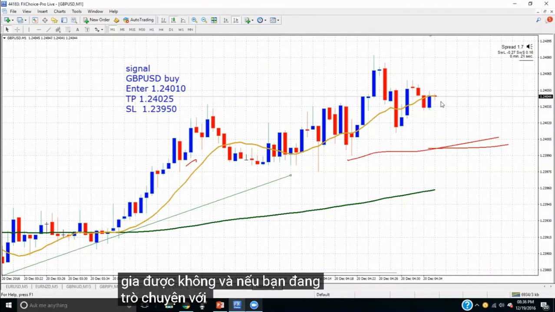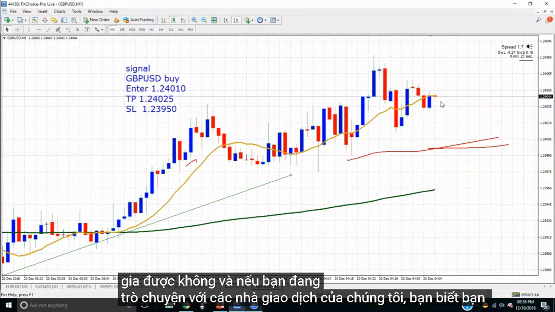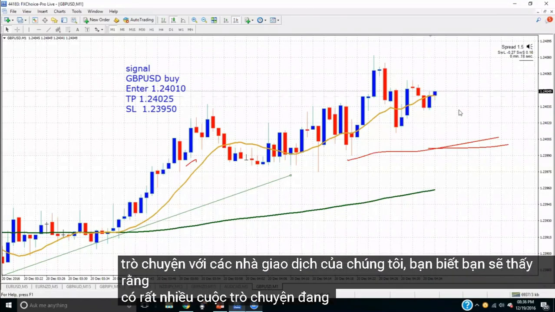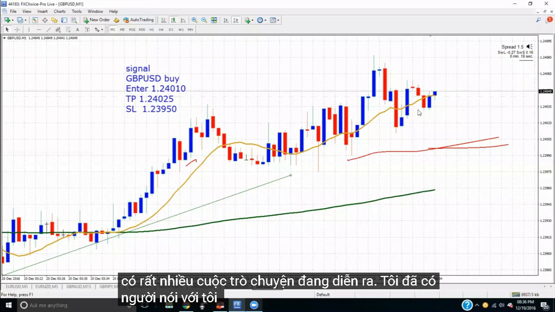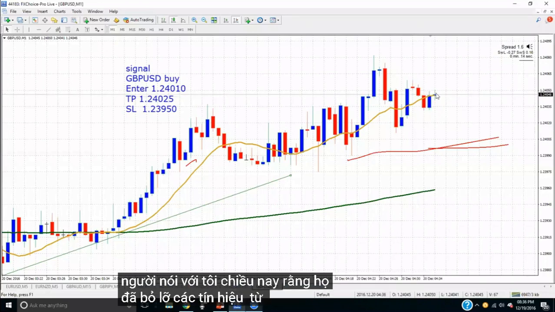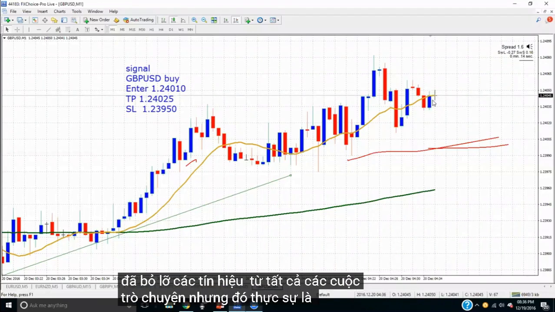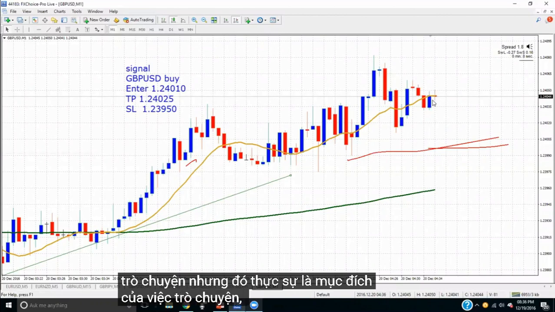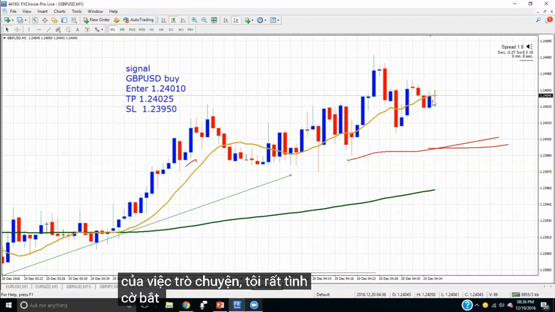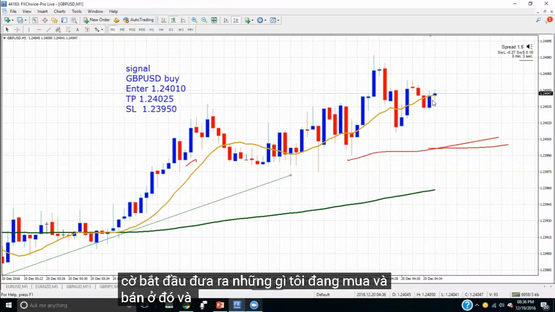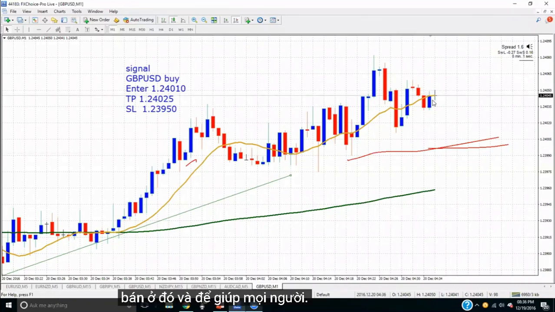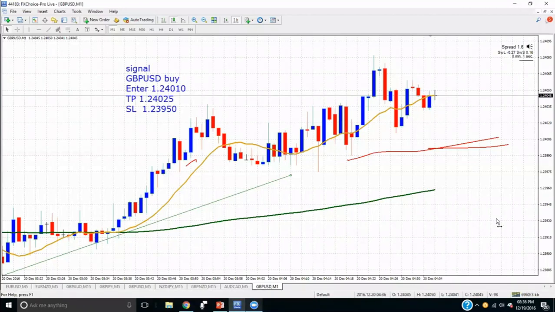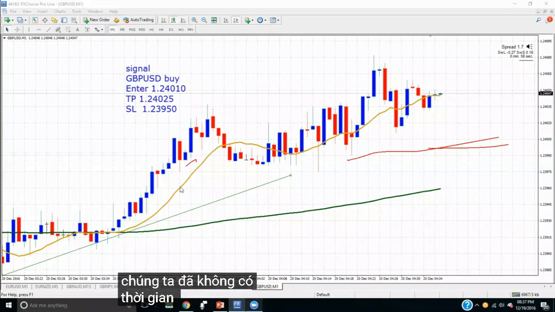And if you're on our traders chat, you'll see that there's a lot of chatting going on. I had someone tell me this afternoon that they were missing the signals from all the chatting, but that's really the purpose of that, was chatting. I just so happened to start giving what I was buying and selling in there, to help everybody. Did you guys enjoy that this morning? If you guys were on there, I hope you enjoyed that. We did have a good time.